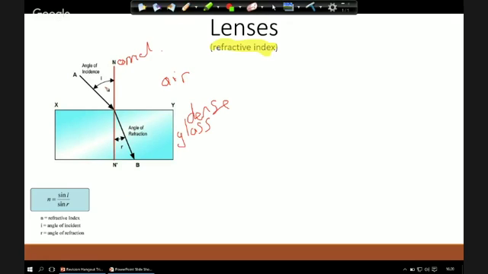Well, the ratio of the sine of that angle over the sine of that angle always gives you the same number for a type of material. Okay, so one type of material, be it glass or a particular brand of plastic, will always bend light by the same amount, by the same kind of ratio of sine i over sine r. And that is this equation over here. Okay, and this is where we need our scientific calculators for this bit.